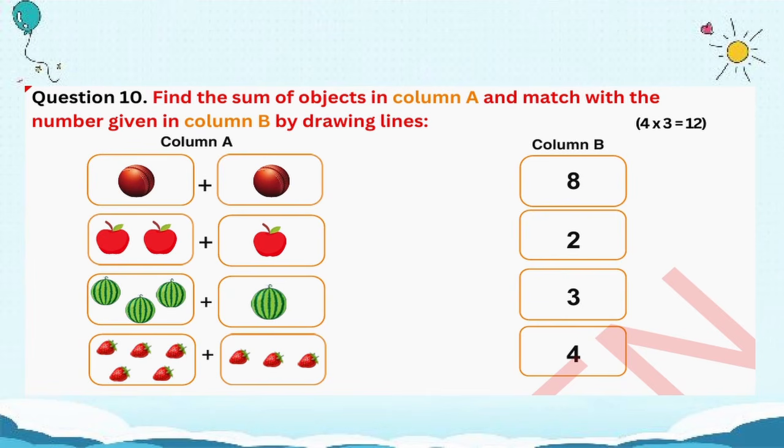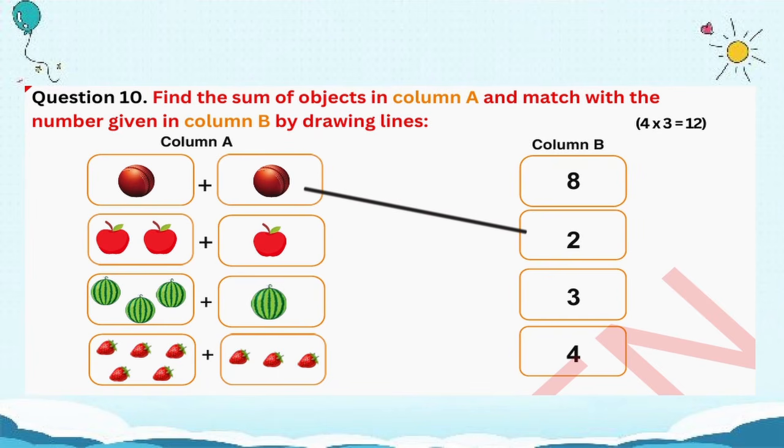Question 10. Find the sum of objects in column A and match with the number given in column B by drawing lines. For the first row, there is 1 basketball in the first picture plus 1 basketball in the second picture, which totals 2 basketballs. So you would draw a line from the basketballs to the number 2 in column B.